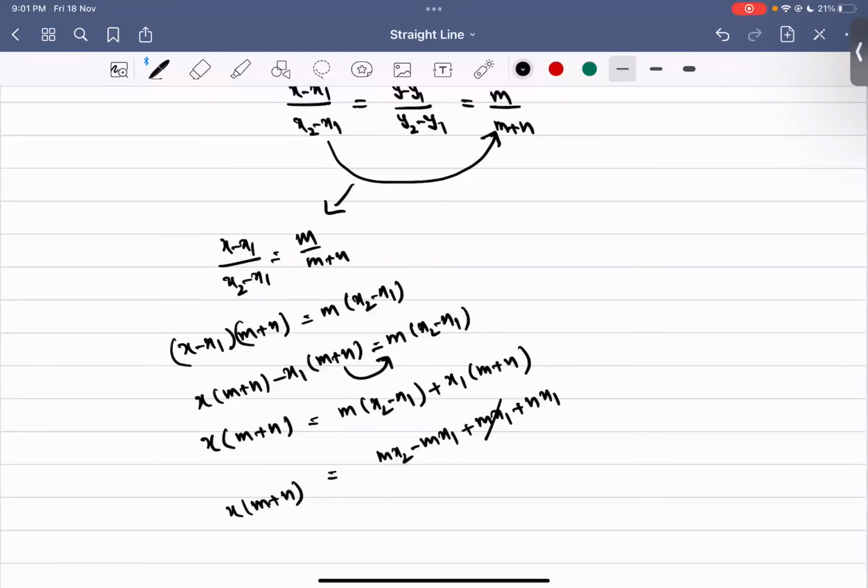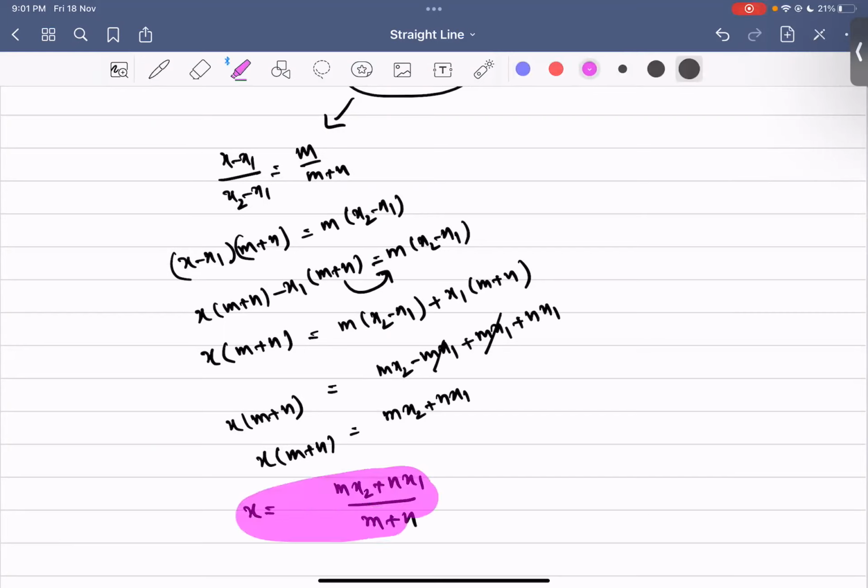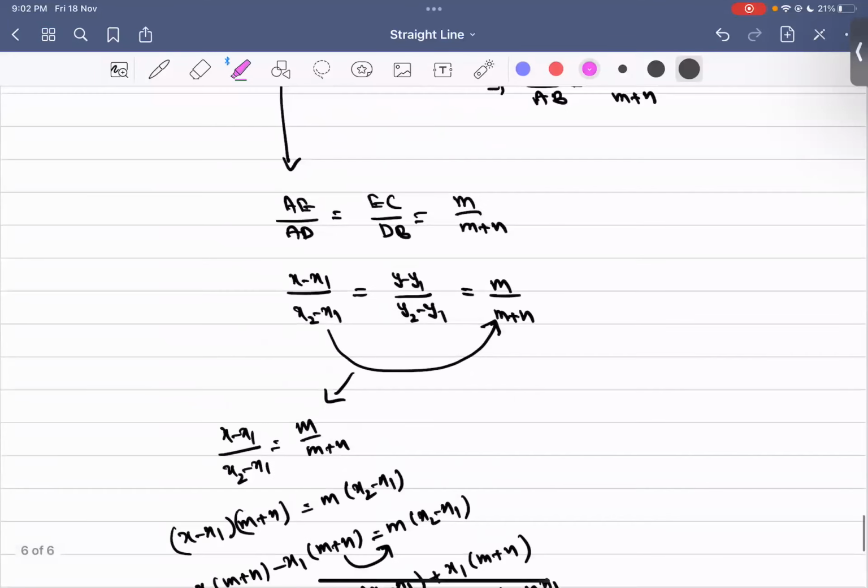So here mx1 can cancel. So you are left with mx2 plus nx1 is x into m plus n. Our requirement is x. X is equal to what? Mx2 plus nx1 by m plus n. So this is the x coordinate of the division point C.